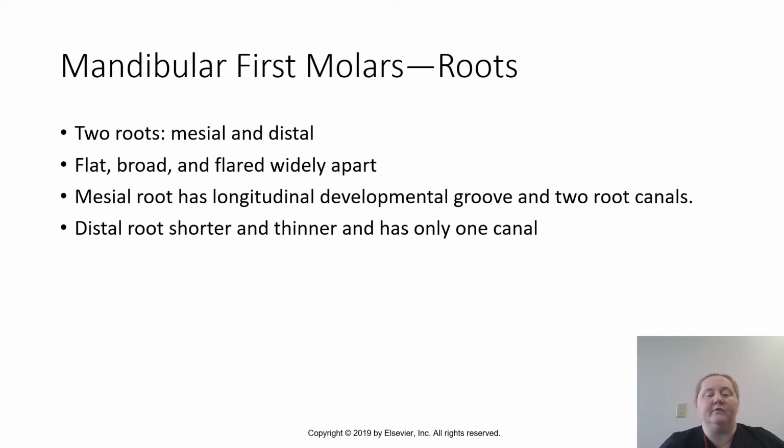Okay, mandibular first molar roots. We have two roots, just like on the permanent dentition, right? You're going to have a mesial and a distal. They are broad and flat. They're flared, just like all of them are, right? The mesial root has a longitudinal developmental groove and two root canals. Okay, so this is just like our permanent teeth. Two canals in the mesial root. The distal root is shorter, thinner, and only has one canal.